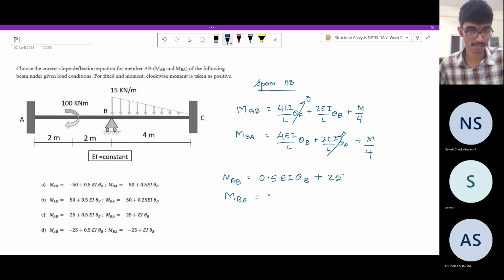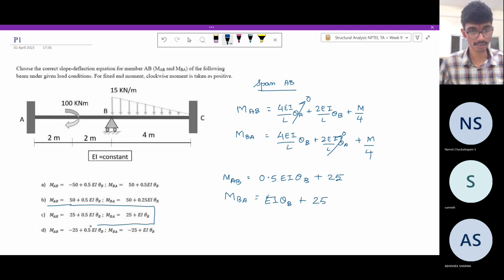MBA is nothing but, let me check, 4 by 4 is 1, so EI theta B plus again M by 4, which is 25. So the correct answer is, as you can see, sorry, C: 25 plus 0.5 EI theta B. This is the right answer.